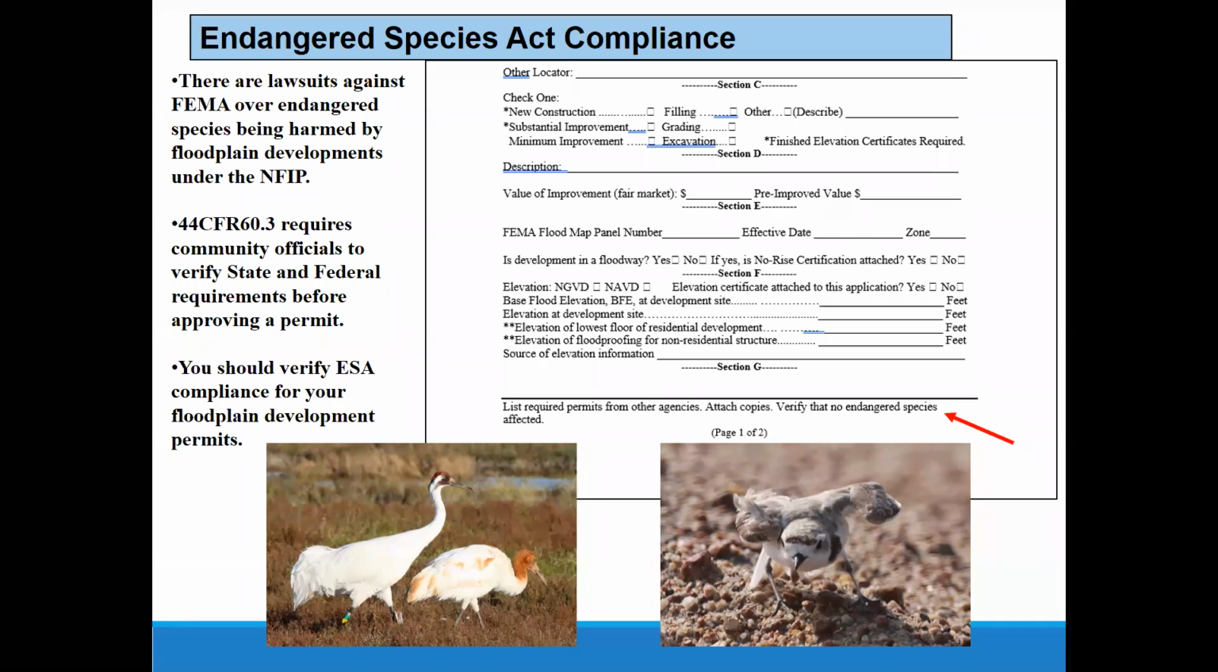FEMA's saying it's everybody's fault but theirs, because FEMA was approving LOMRs and LOMR-Fs for properties in the floodplain without verifying endangered species. And so they said it's the community's fault. So FEMA is going to be requiring communities in Kansas and all over the country to verify endangered species before we approve permits. That may seem silly if somebody's putting a shed in the backyard in the middle of town. Nevertheless, that's something that we're going to see happening.